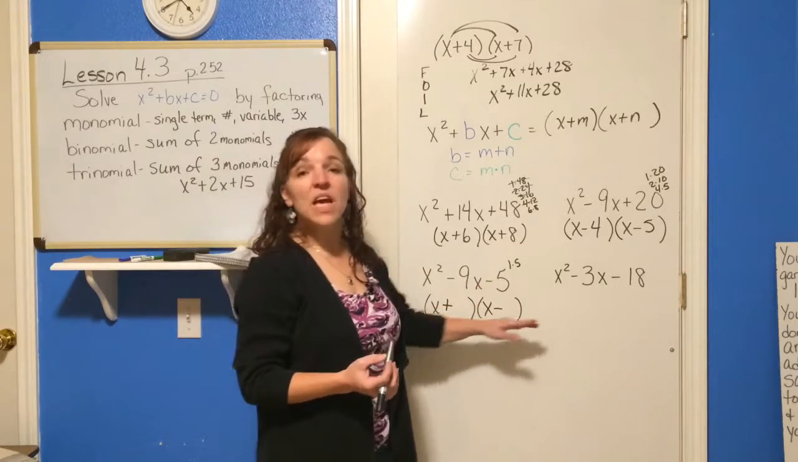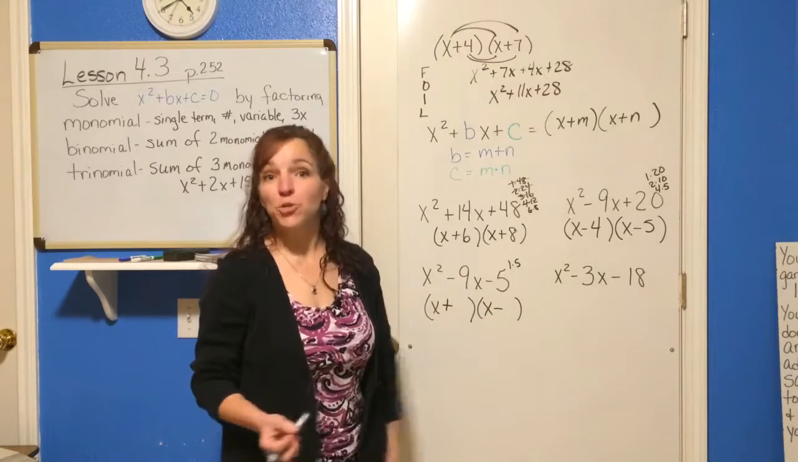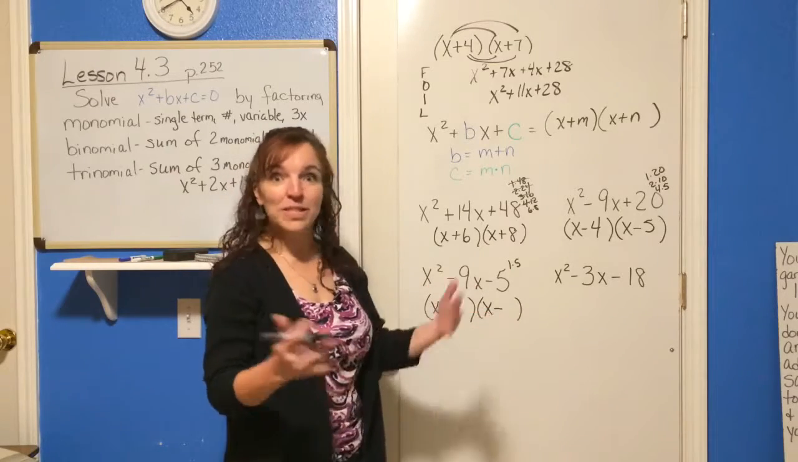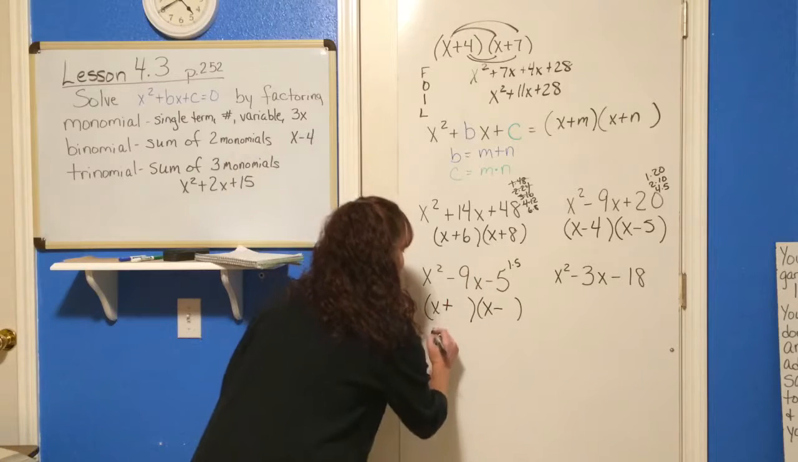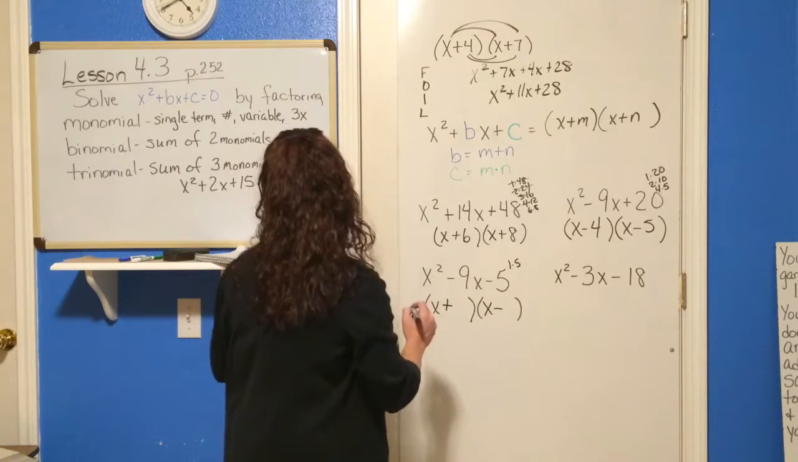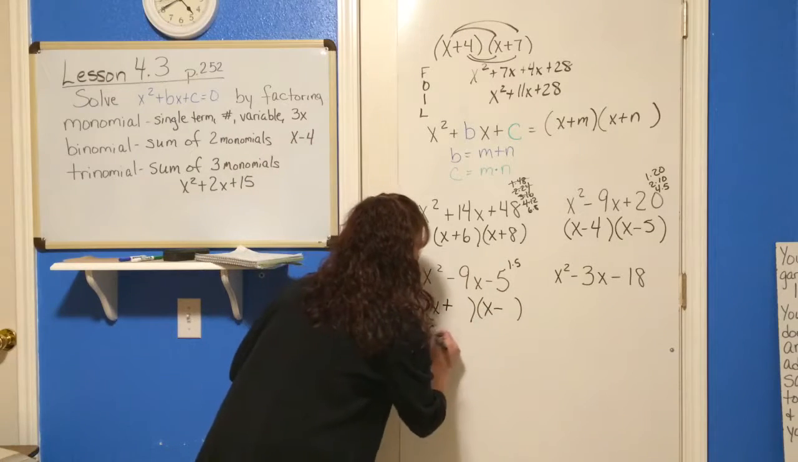So sometimes a trinomial is not factorable. So in this case, your answer is simply no factors. So not factorable, or no factors, or just can't be factored.